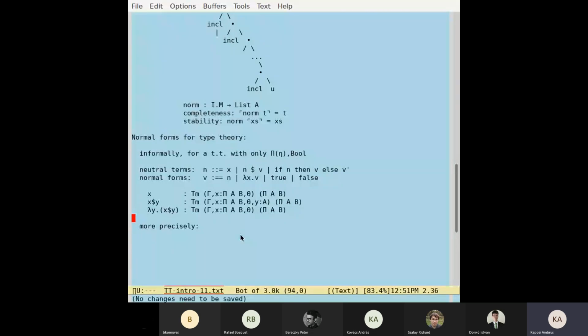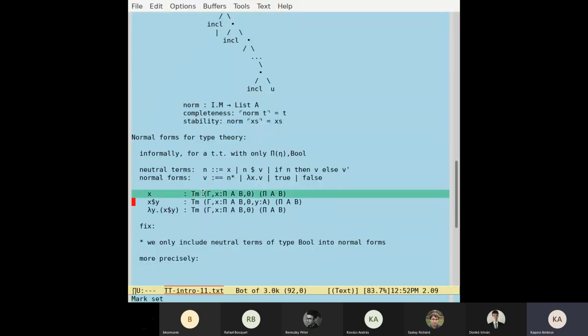Okay, so we can fix this problem. So a fix is to disallow one step when constructing a normal form. So what we will do is we disallow this x to be considered, this neutral term. So this x is certainly a neutral term, but we will disallow it to be considered as a normal form unless it's of type bool. So maybe the way to fix this is to add here some footnote, some star, and then the star says that we only include neutral terms of type bool into normal forms. Okay, and then what I did, I ruled out this one. So this is not a normal form anymore.